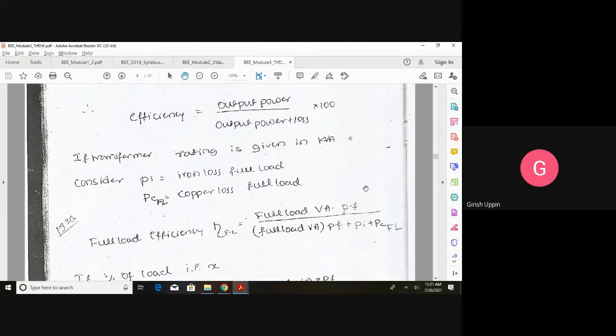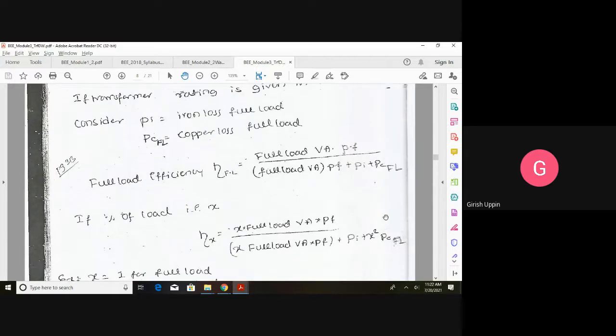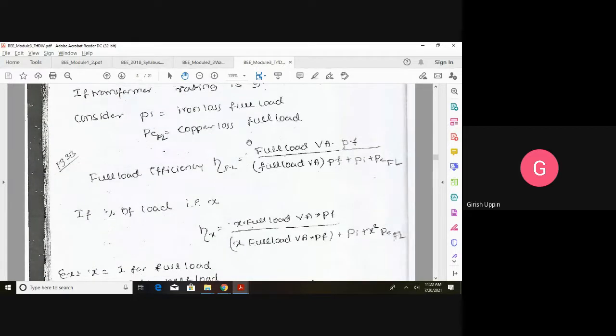Why are we multiplying it with the power factor? What is output power? Power is always V into I into cos phi, but the transformer rating is only VA. So full load VA into power factor, divided by output power plus losses. What is output power? Full load VA into power factor, plus losses. What are the losses? We have iron loss and copper loss in the transformer, so plus Pi plus PCFL, into 100. That is missing. You have to remember, you have to multiply it with 100. This is for the full load.